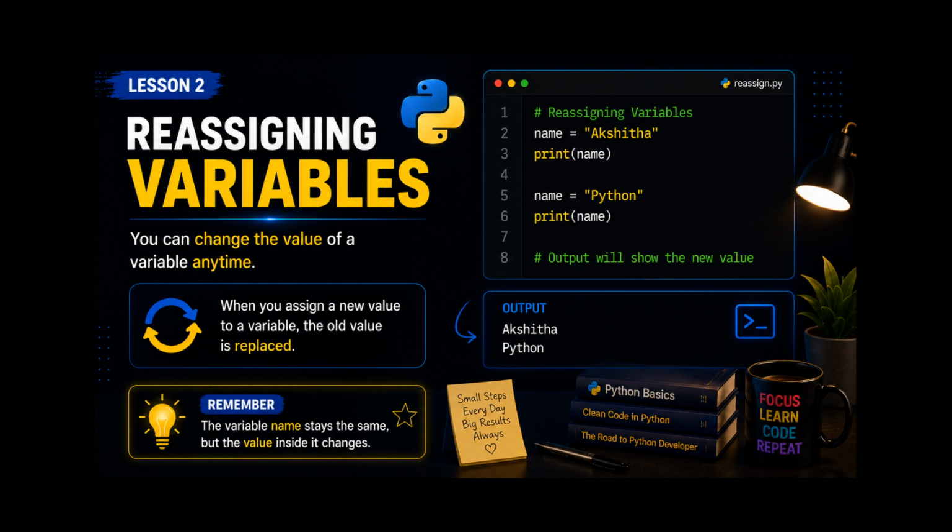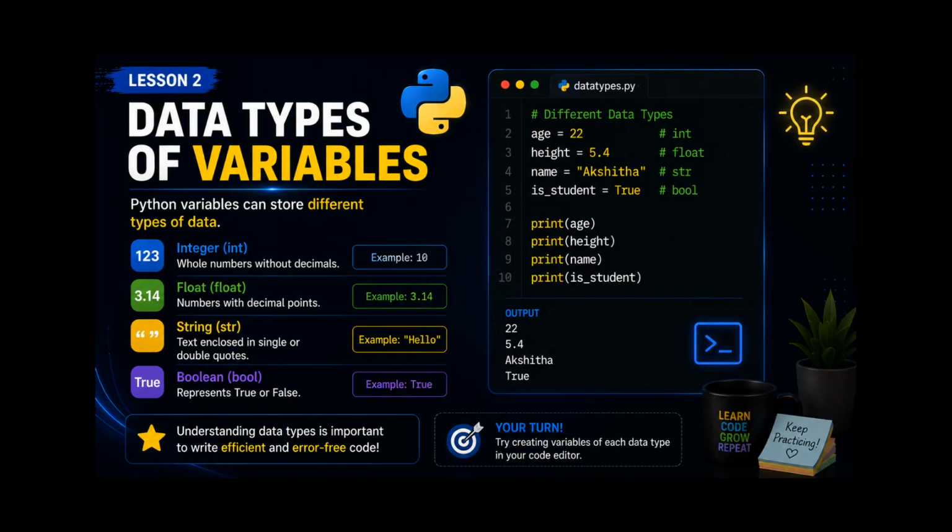It is very important to know the different data types. Variables can store different kinds of data. Integers are whole numbers like 22, 30. Floats are decimal numbers like 5.4, 3.4. Strings are text enclosed in quotes, like double quotes, "Akshita". Boolean values can be either True or False. Python automatically identifies the correct data type based on the value you assign.